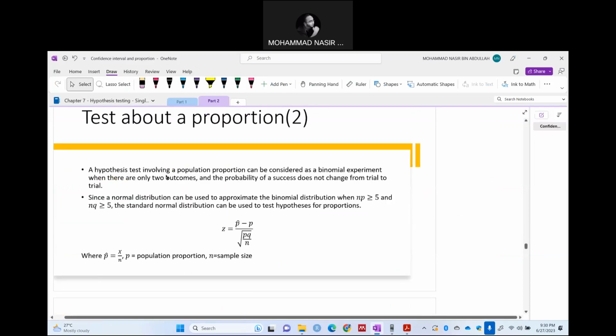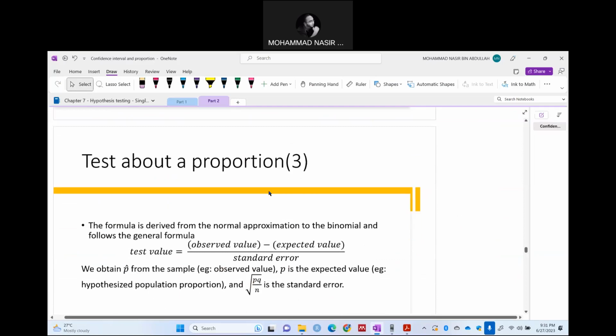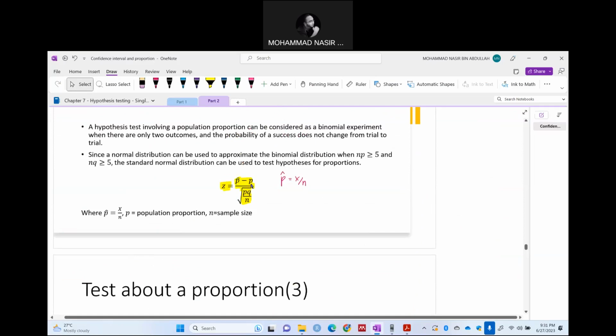Right, so if you have a proportion, the test statistic that we are going to use is the Z distribution. In this case, we use Z equals P hat minus P naught, divided by the square root of P naught Q naught over n. And P hat is equal to X over n, P is the proportion, and n is the sample size, right? So basically that's all, if you have a proportion problem.